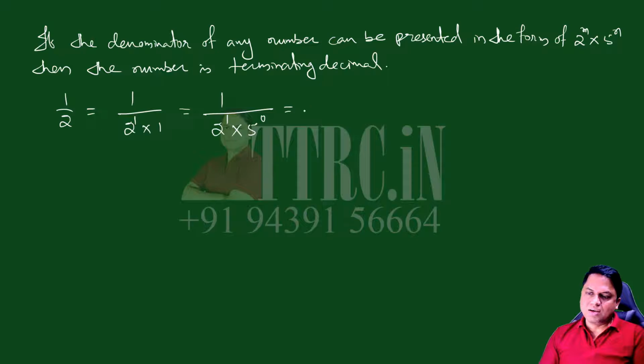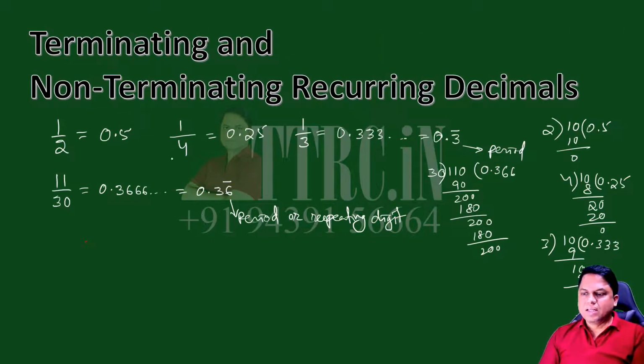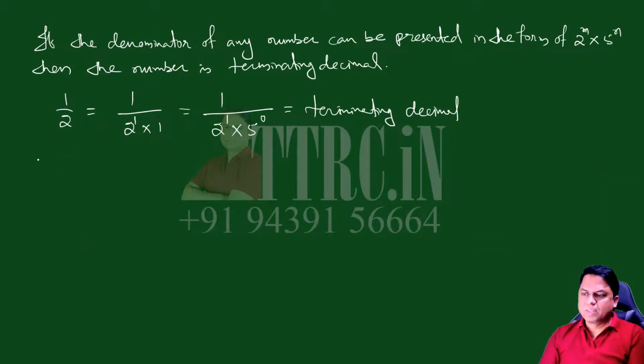So as its denominator can be presented as 2 to the power any number multiplied by 5 to the power any number, it is a terminating decimal. Then 1 by 4. Similarly, we can present it as 2 to the power 2 multiplied by 5 to the power 0. So it is also a terminating decimal.